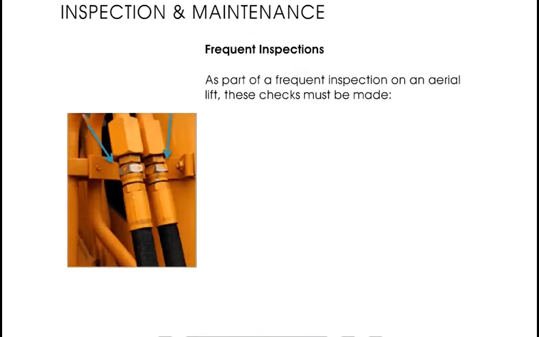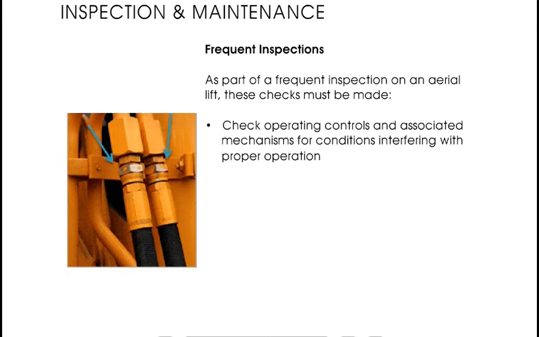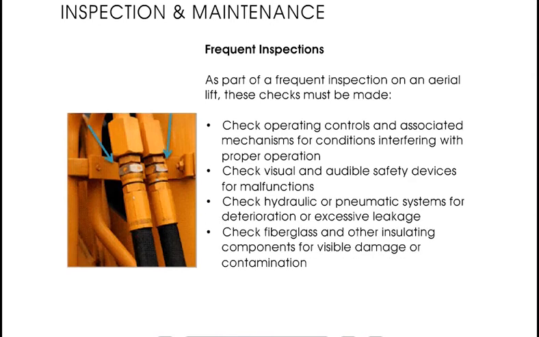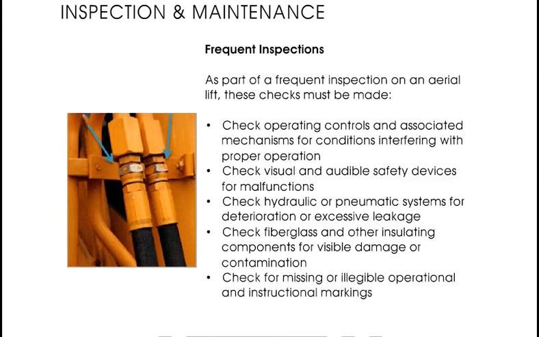As part of a frequent inspection on an aerial lift, these checks must be made. Check operating controls and associated mechanisms for conditions interfering with proper operation. Check visual and audible safety devices for malfunctions. Check hydraulic or pneumatic systems for deterioration or excessive leakage. Check fiberglass and other insulating components for visible damage or contamination, and check for missing or illegible operational and instructional markings.